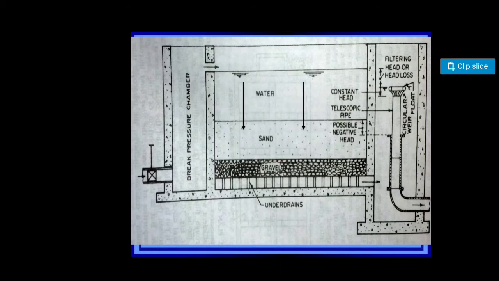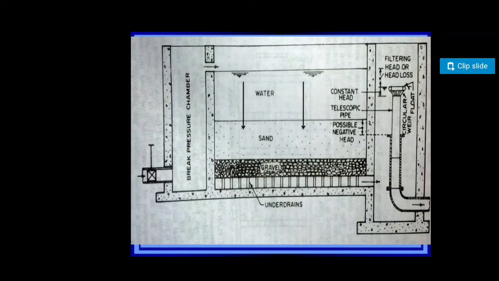Now we are having a look at what a slow sand filter looks like. The slow sand filter basically will have two components, right? You can see that there is a break pressure chamber, and obviously there are two types of flows. The first one is the influent flow. The break pressure chamber is there so that whatever influent is coming should be loaded over the filter uniformly, and with a uniform pressure also.